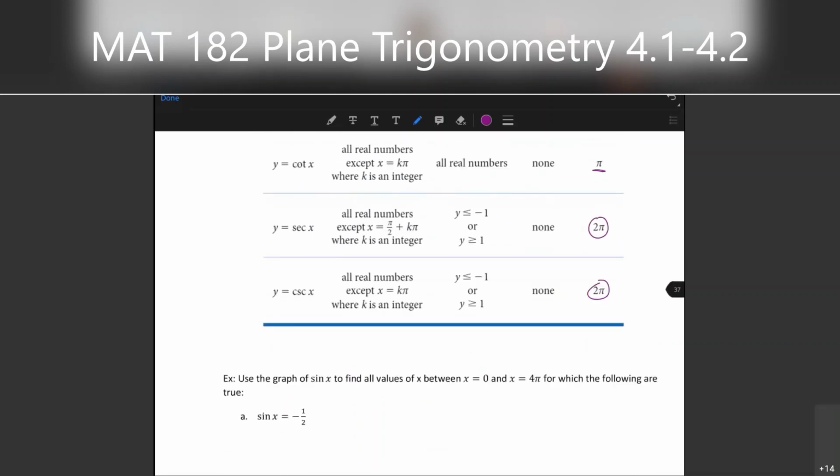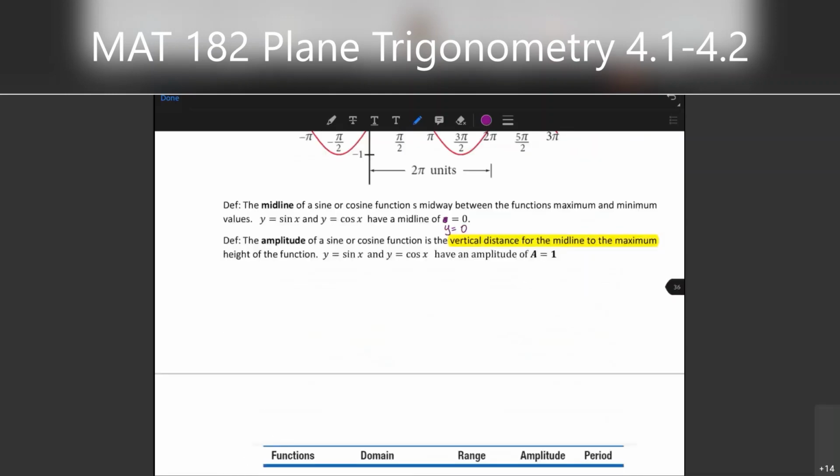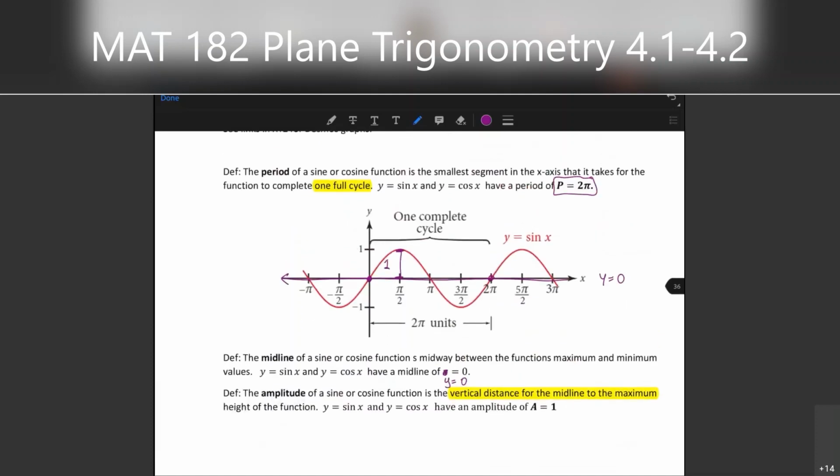All right, are there any questions with just the introduction of these properties? Any questions with the period, the midline, and the amplitude, and what those are referring to?